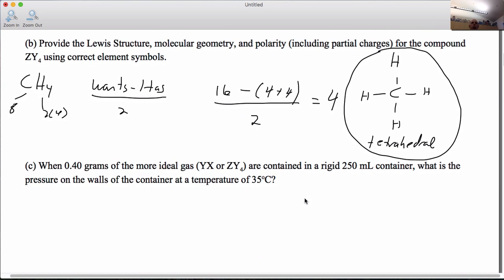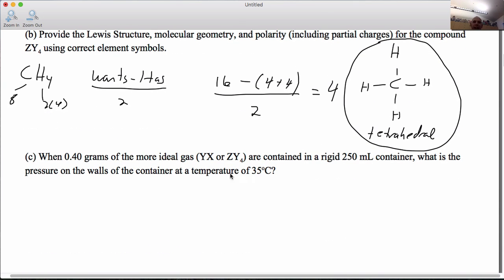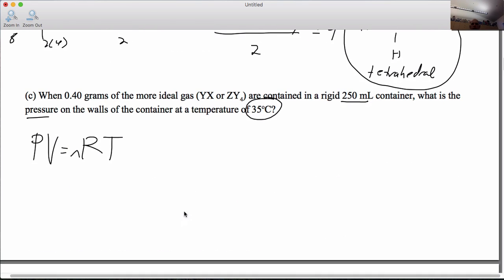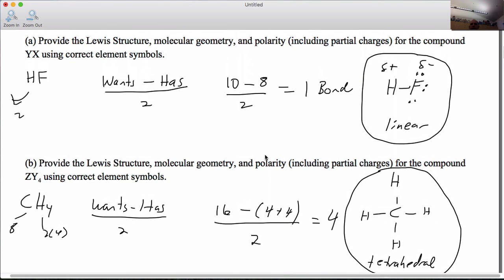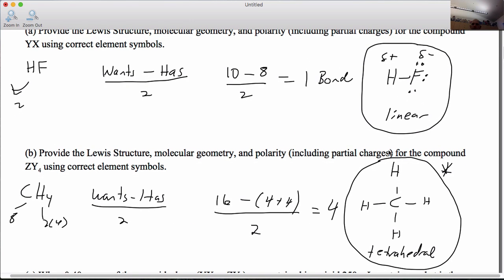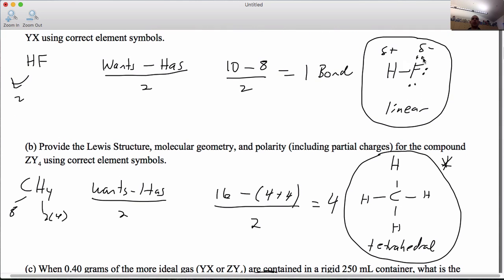So then it says, when 0.4 grams of the more ideal gas, YX or ZY4, are contained in a rigid 250 milliliter container, what is the pressure? So first off, we know the temperature is 35 degrees Celsius. We know we're going to use PV equals nRT. And the more ideal gas in this case is going to be the methane. It's nonpolar, and according to kinetic molecular theory, nonpolar gases have only intermolecular forces that are London dispersion. This is polar. This dipole does not cancel out, so it's going to exhibit dipole-dipole forces.